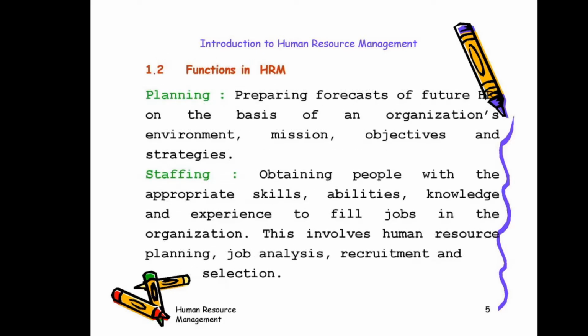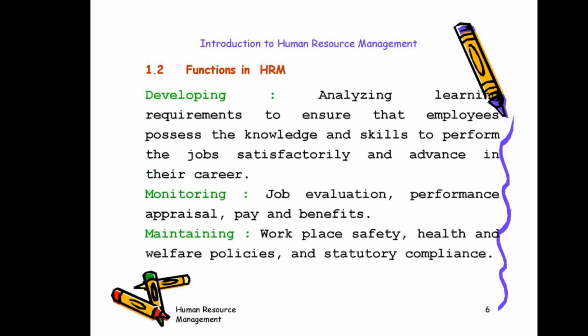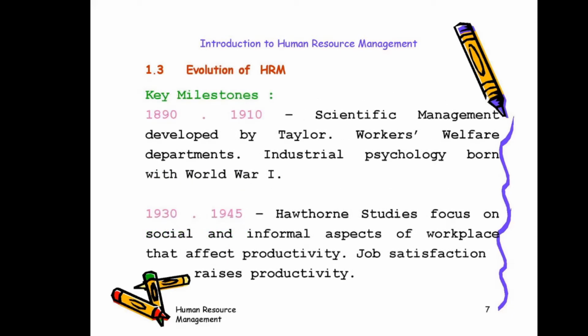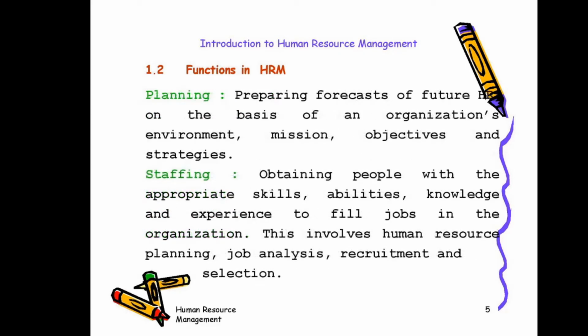So, the functions of HR. Normally, you will be studying planning, staffing, developing, monitoring, and maintaining. These are the main things in HRM. What are the functions? They should have proper forecasts. That is a basic thing of HR. And the organization should create an organizational environment. The mission, objectives, and strategies they should frame.